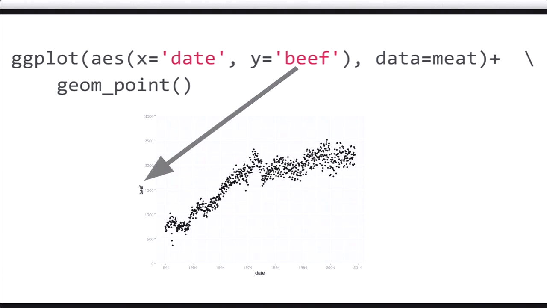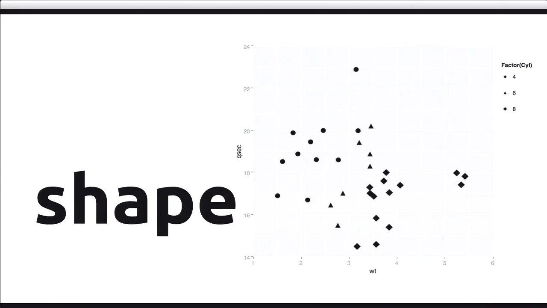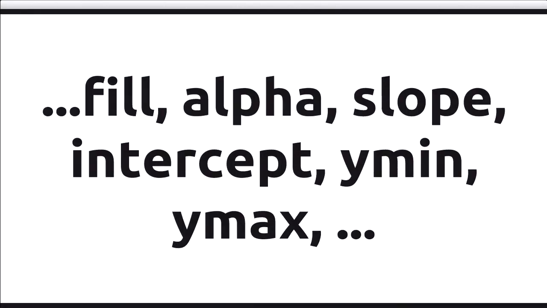There are other aesthetics that you can also use. You can have color, shape, size. There's a lot. Some of them are shared between the different types of plots, others are more custom. And we can get into that a little bit more in the notebook.